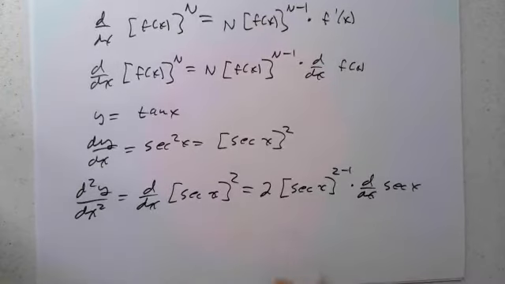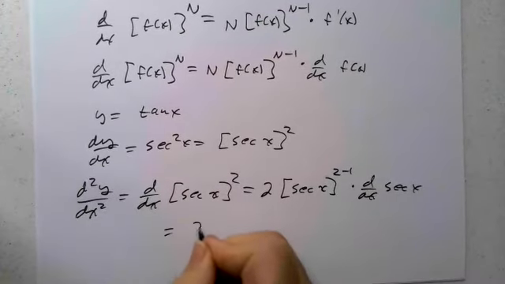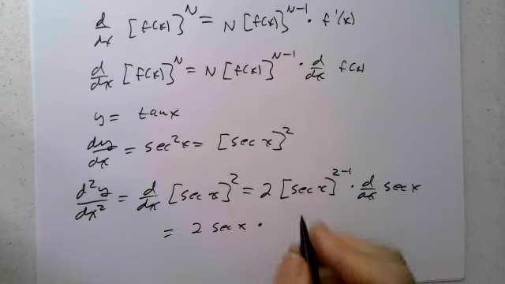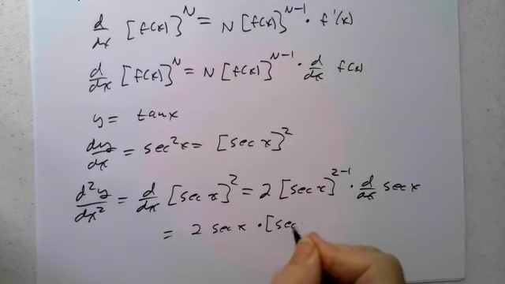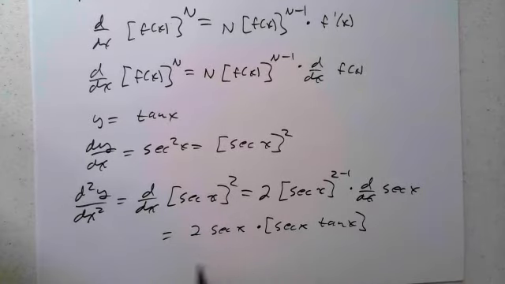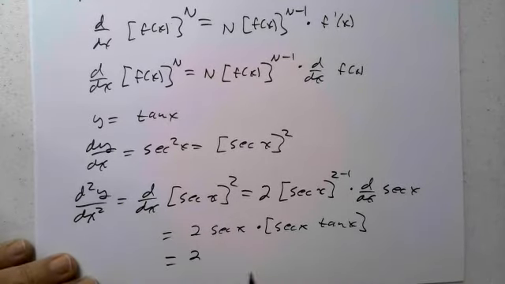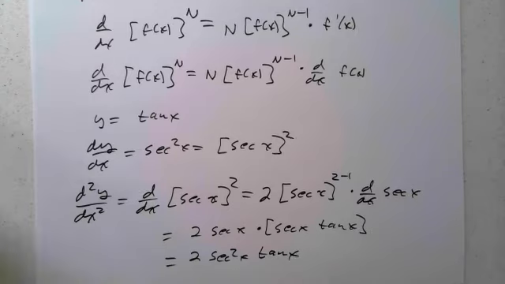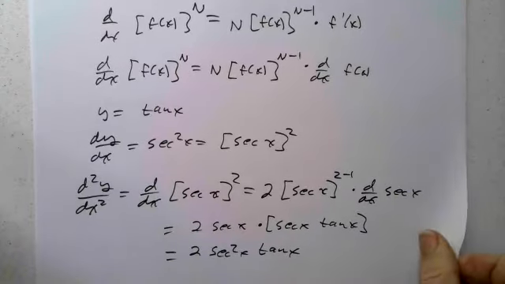So what does this become? 2 times sec x to the first times the derivative of secant x, which is secant tangent. And you'll see we have the same answer we had before, which is 2 times sec squared x times tangent x. And let's do one more sort of in this vein to get a second derivative.